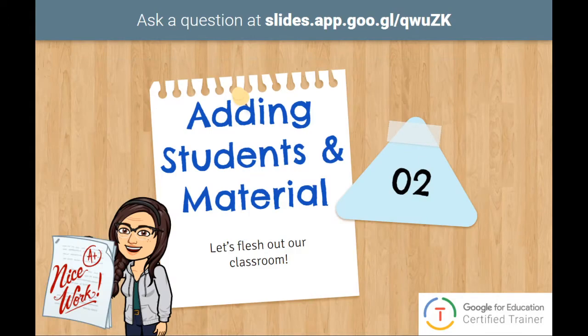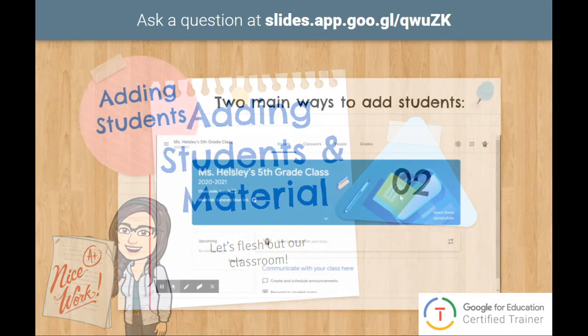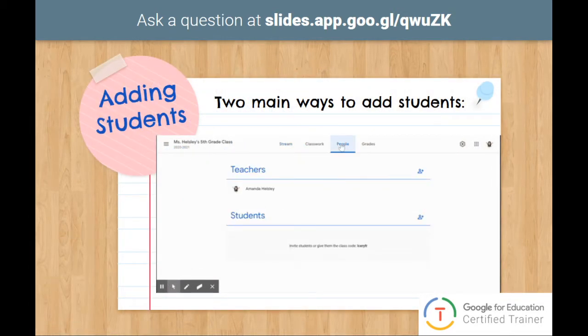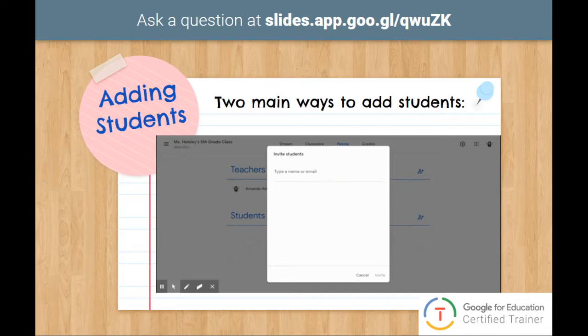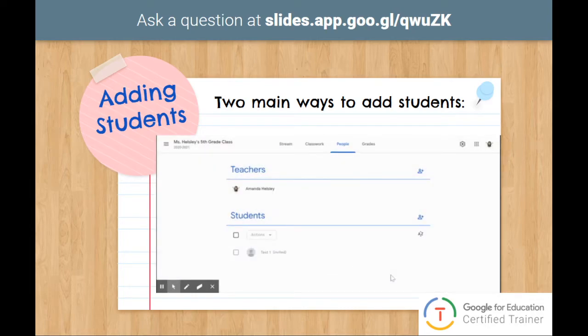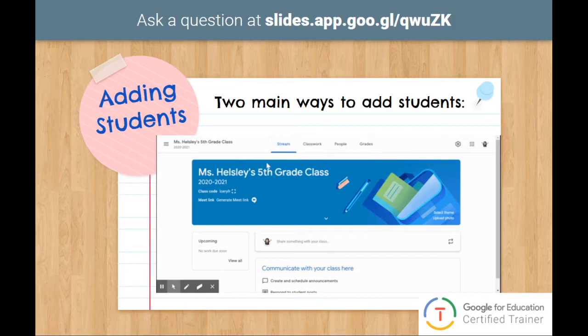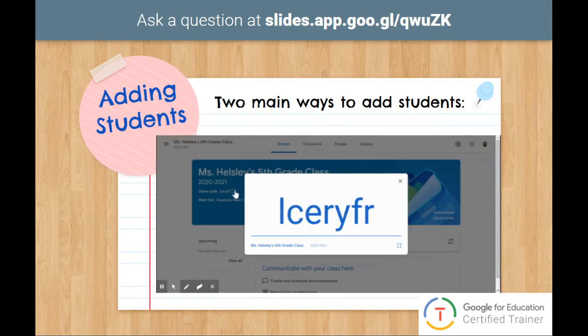So once we've created a class, we're going to be adding students and material. Now, there are a few different ways to add students. The 2 main ways you can add them are by individually adding their email addresses, which you can do. It's a little harder when you have many, many children, but not impossible. So you could do that. You could also display your class code, and the students can log into Google Classroom and join via your class code. And you can find that class code on the banner for your class.